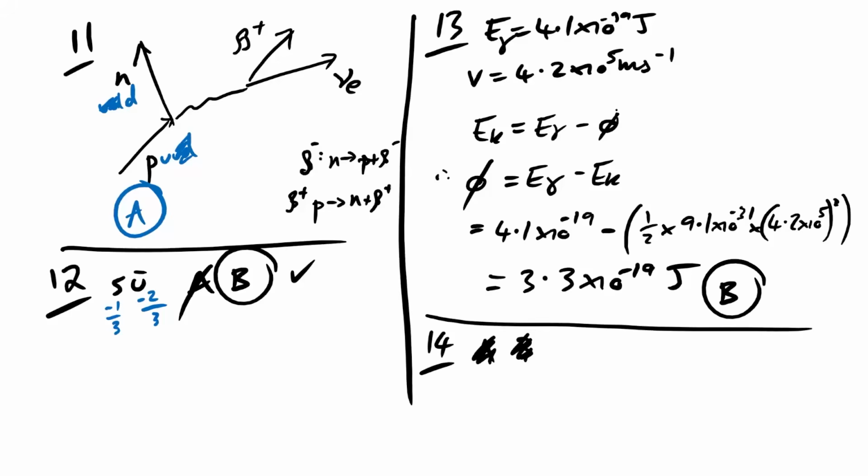C, it emits photons of visible light. No, that's what the fluorescent coating does. D, it emits photons of UV following ionization or excitation. Yes, that is correct.